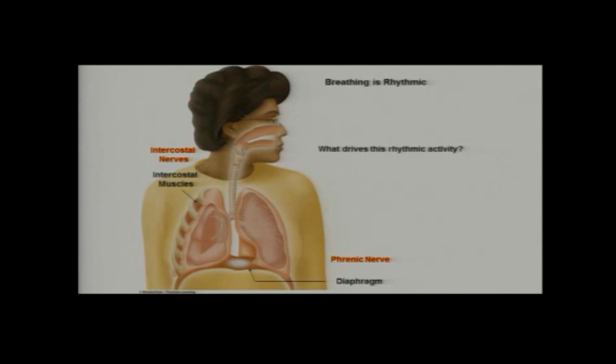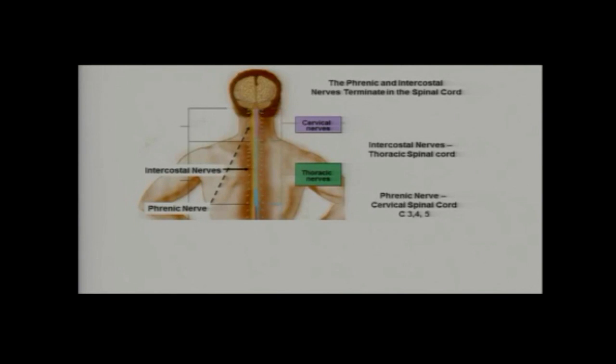Now, respiratory activity is quite rhythmic, right? There's cycles of inspiration followed by expiration. And we talked about how the muscles that control the inhalation include the diaphragm and the external intercostal muscles, and then with forceful breathing, we get the neck muscles involved, the internal intercostal muscles, and the abdominal muscles, right? Now, the intercostal muscles are controlled by the intercostal nerves. The diaphragm is controlled by the phrenic nerve.